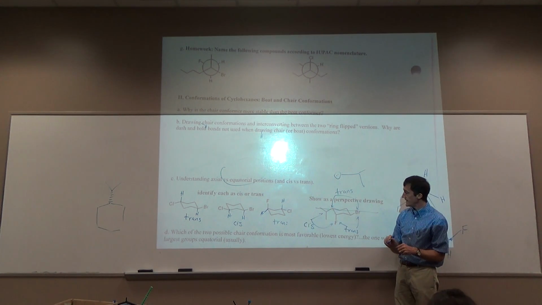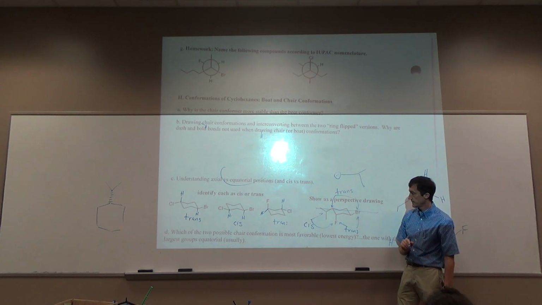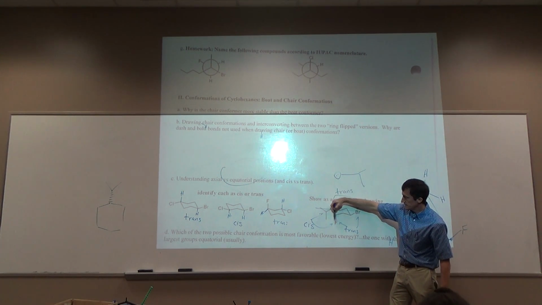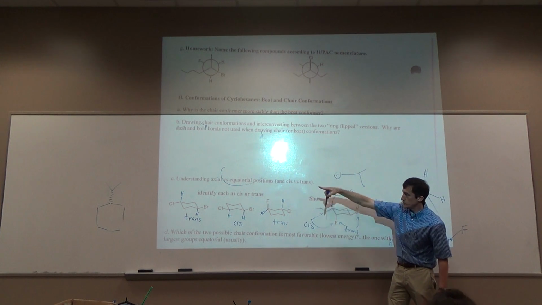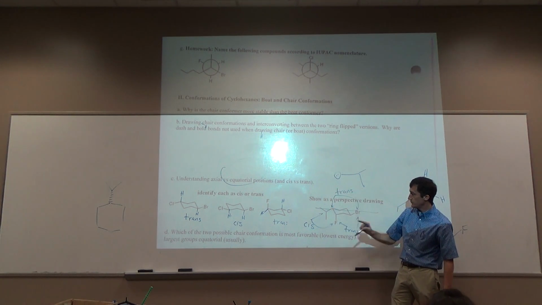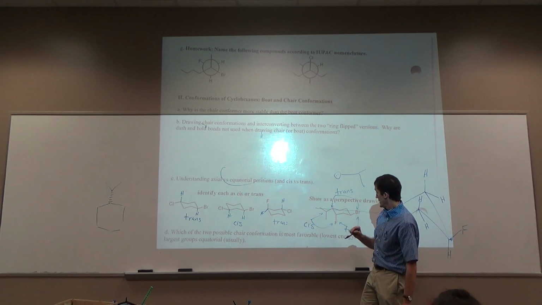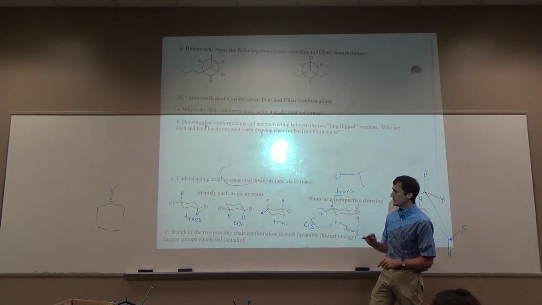So since it's away, what about the fluorine? Well, here we go. I've already kind of identified. These are cis, right? So if I drew that as dashed away, the fluorine is also going to be drawn as dashed away, right? They're cis.